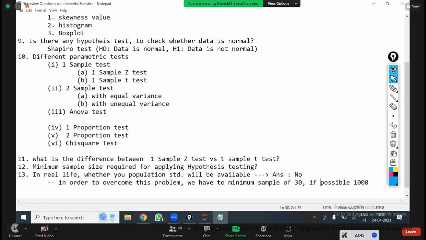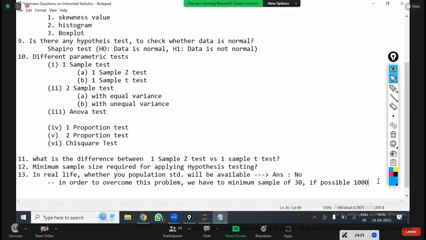Okay. Next question. What is the difference between one left tail versus right tail versus two tail? What is the difference between left tail, right tail, and two tail?